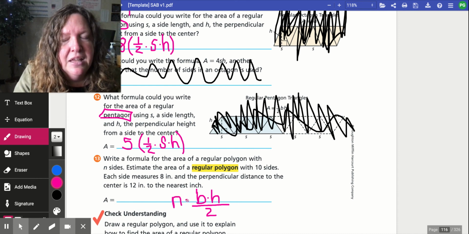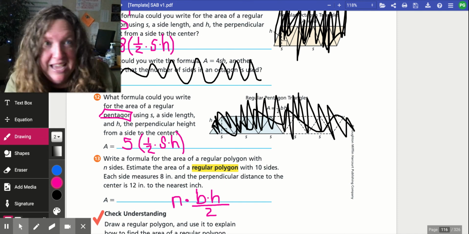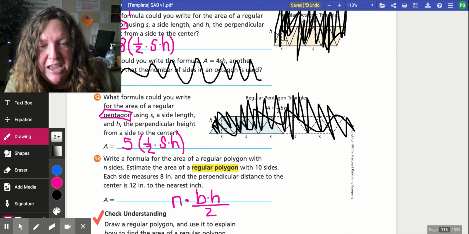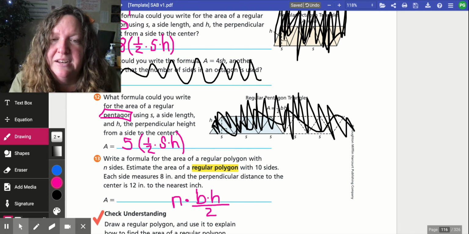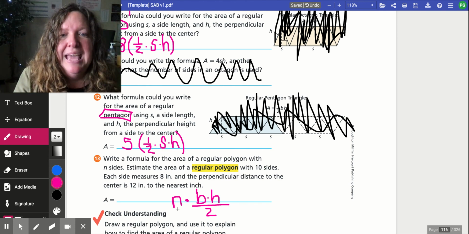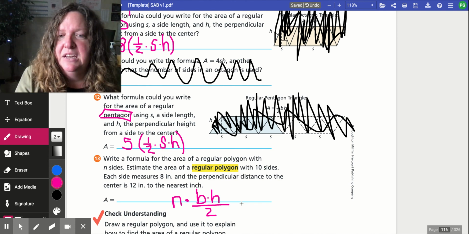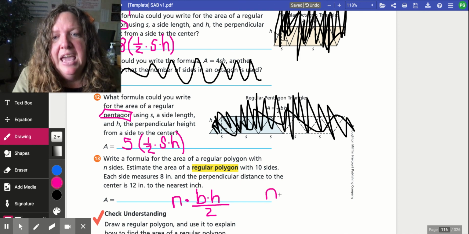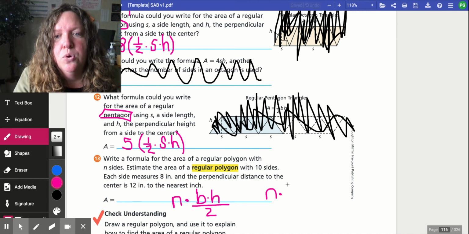times n, meaning any number that we can put in there, however many sides there are, that's n, times 1/2 of the base times the height of one of those isosceles triangles. So n times base times height cut in half. Now, if you want to stick with the sides that they've been using, you could say n times, we'll keep the pattern going, a half group, I'll put parentheses in here, a half group of side times height.